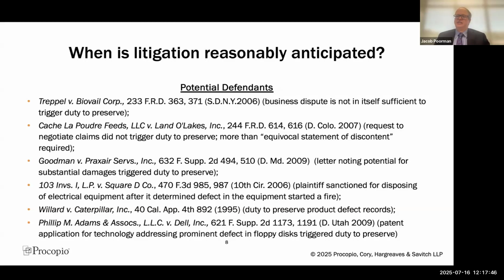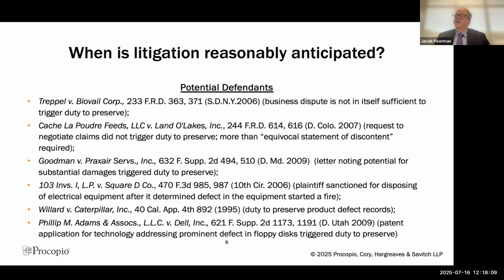One example of a case drawing a pretty broad boundary for what constitutes the reasonable anticipation of litigation is Philip M. Adams versus Dell. In that matter, which is a patent infringement suit, there was a defect in floppy disks, some of you may remember what those are, that led to several prominent lawsuits.